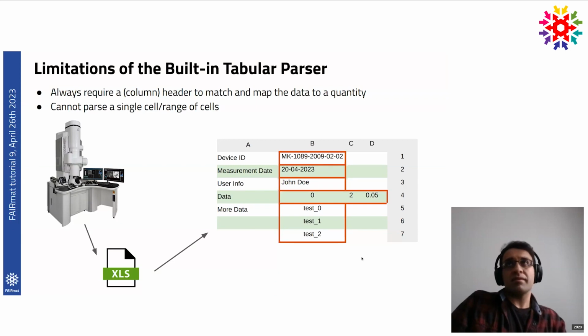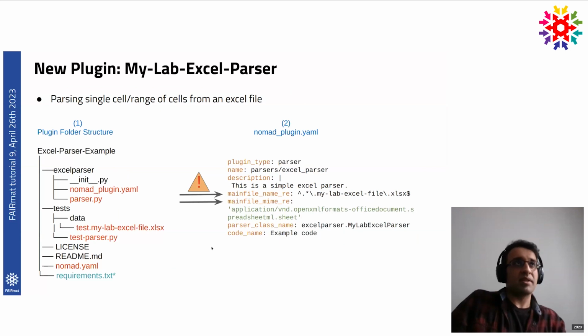Given this, we can now use the plugins mechanism of NOMAD and develop our own parser and parse the data into NOMAD. As Marcus already showed you, in the folder structure of the custom parser, there are a few files that need to be modified in order to have the data parsed.